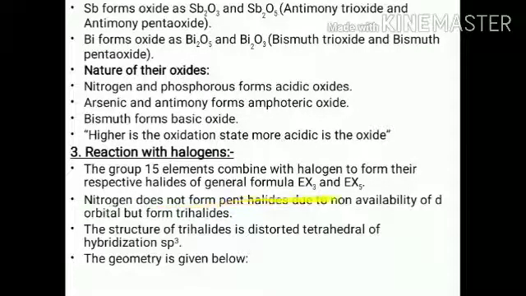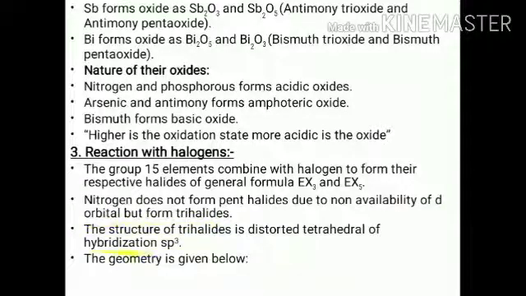The general formula is EX3 and EX5, because when we move from top to bottom, due to the inert pair effect, the element shows the +3 oxidation state more effectively. Nitrogen, phosphorus, arsenic and antimony show the +5 oxidation state, but bismuth shows the +3 oxidation state. Nitrogen does not form the pentahalide due to the non-availability of vacant d orbitals.